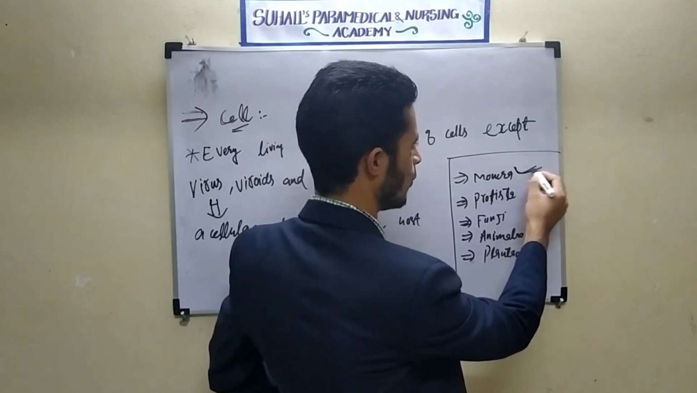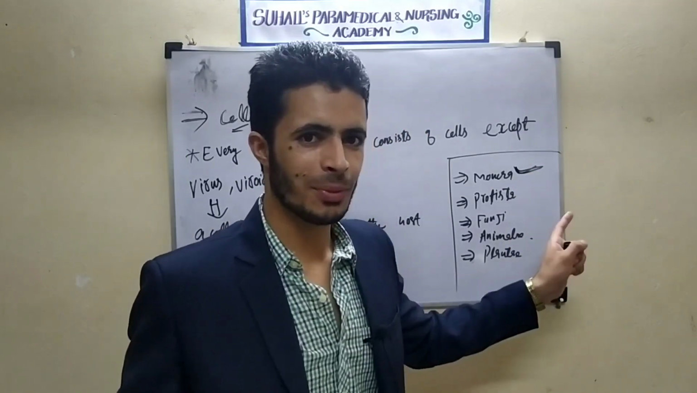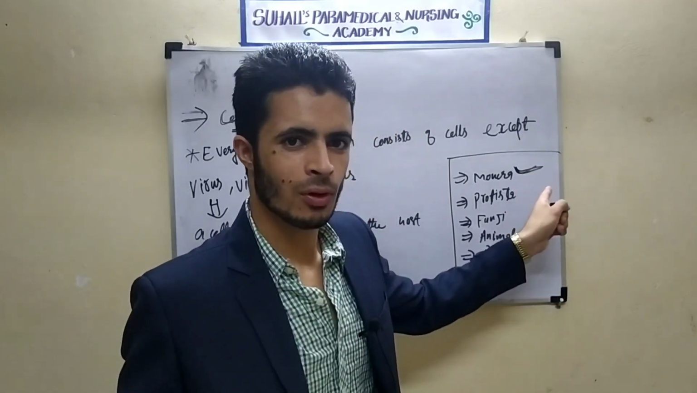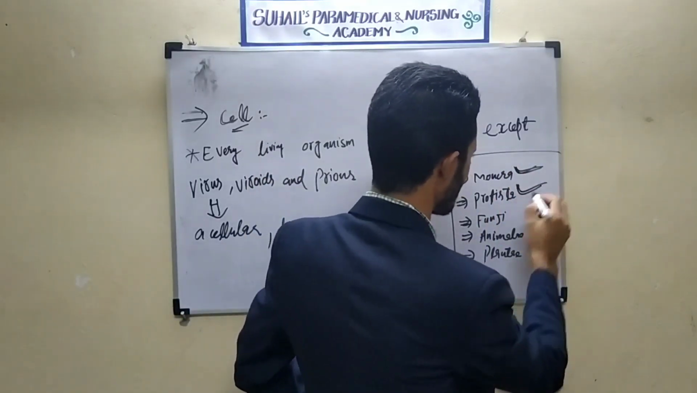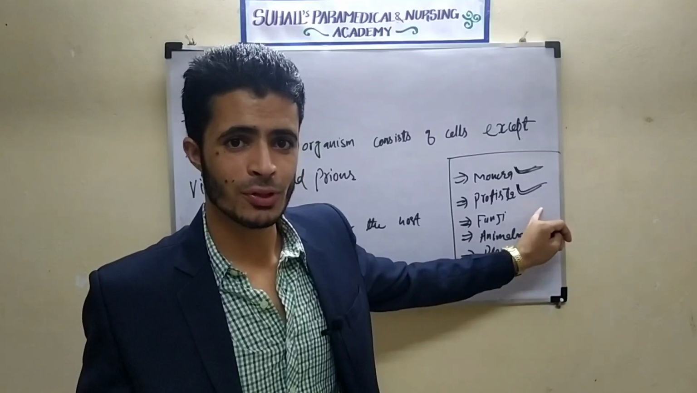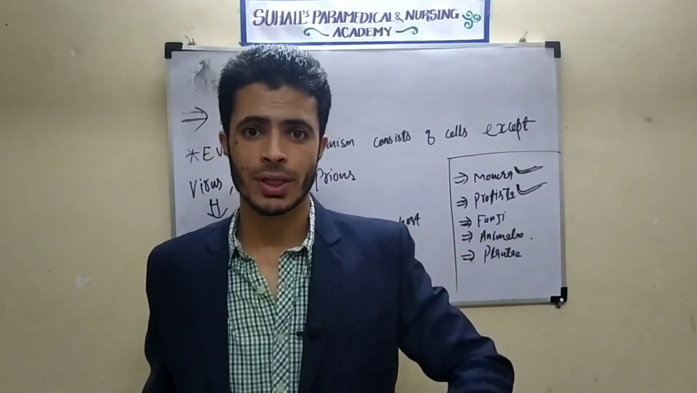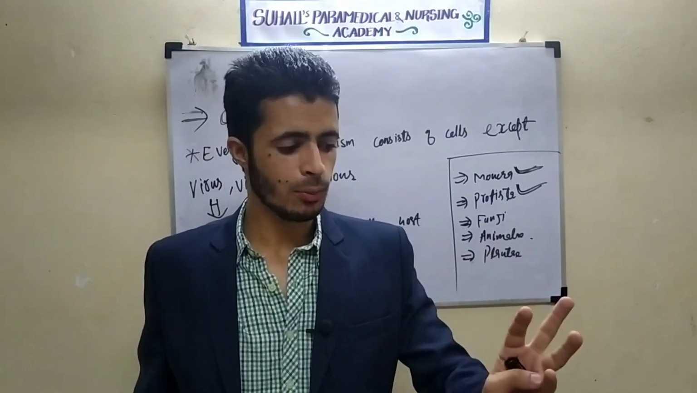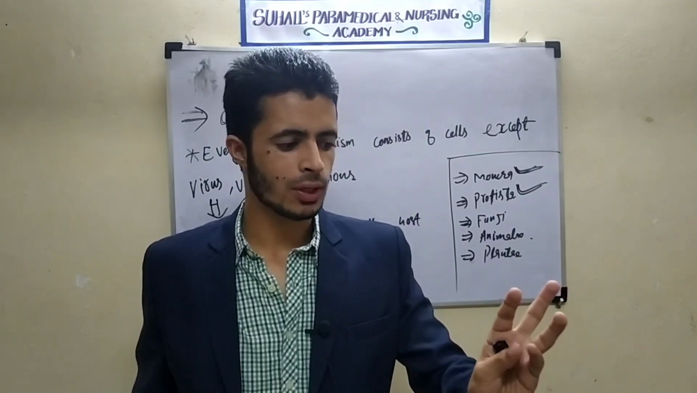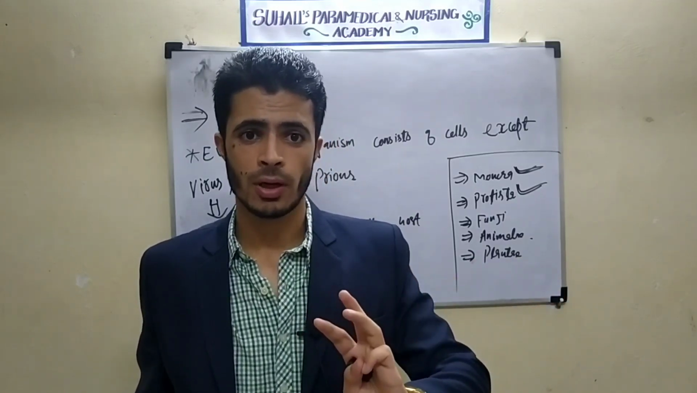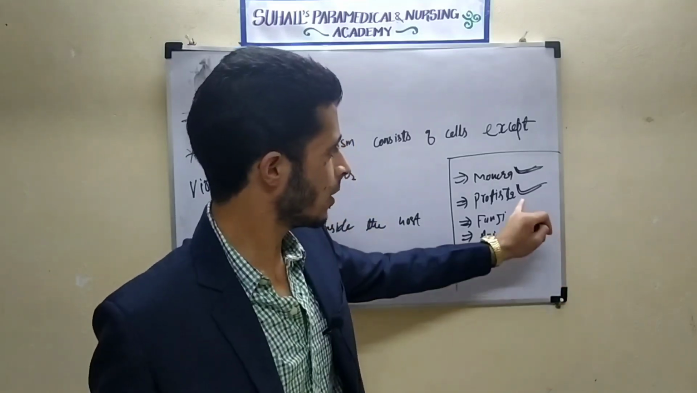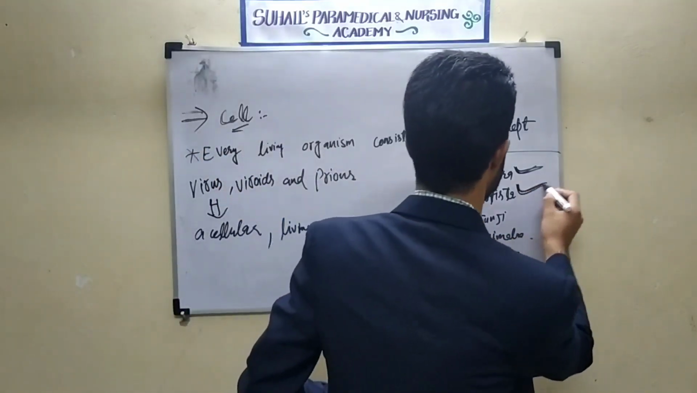In Monera, as we all know, bacteria are coming there, eubacteria or archaebacteria. And in Protista, we know Entamoeba histolytica and Amoeba. And suppose we know about malaria. Malaria is caused by different types of plasmodiums. They all are coming in the Protista kingdom.